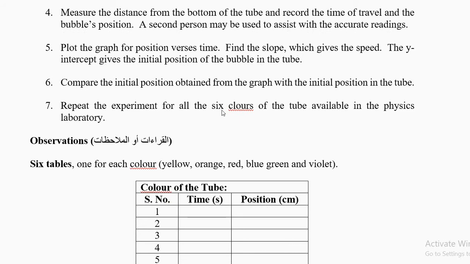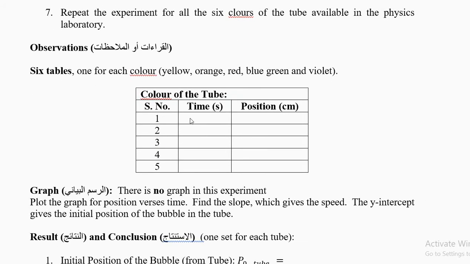Then you'll repeat the experiment for 6 colors, and for each color you can do the experiment 2 times if needed. And you'll note down 5 positions, because the bubble moves very fast, so you cannot get more than 5 or 6 or 4 positions. In some tubes you'll get only 3 or 4 positions. So every 1 second you measure the position in centimeters, and then later on you can change to meters.